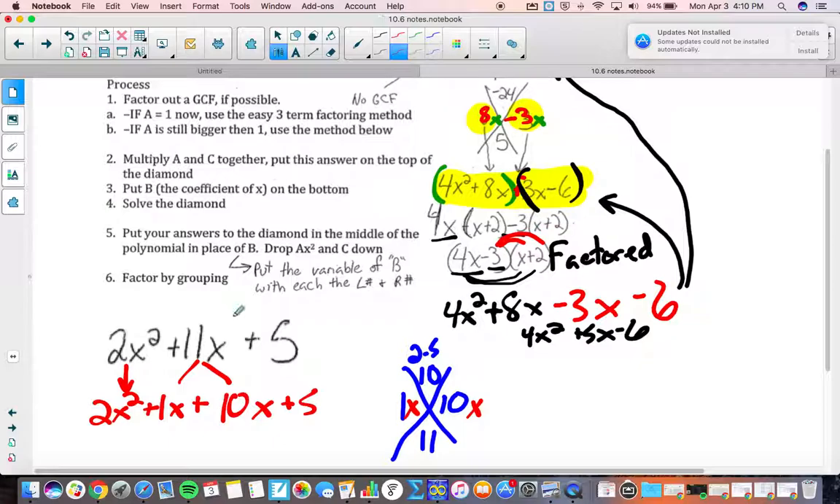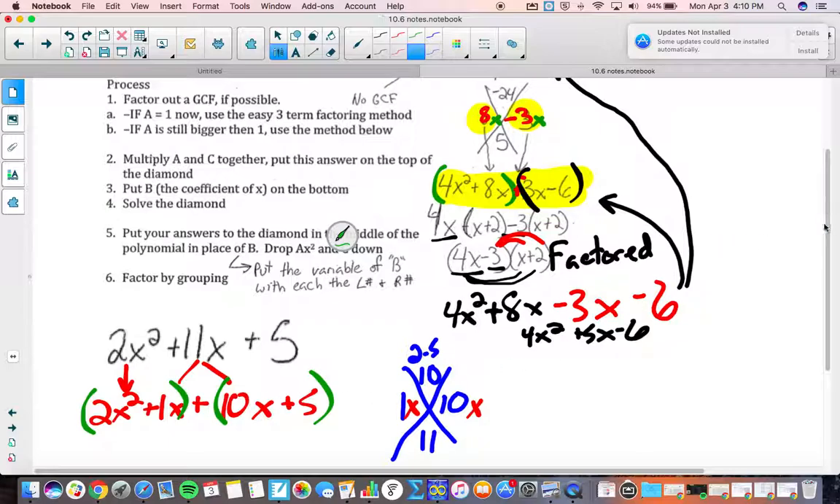Now we have 4 terms. Realize, folks, if we did combine like terms right here, we would get 11x. But when we unpack it this beautiful, magical way, we can now factor by grouping, and it will work out.